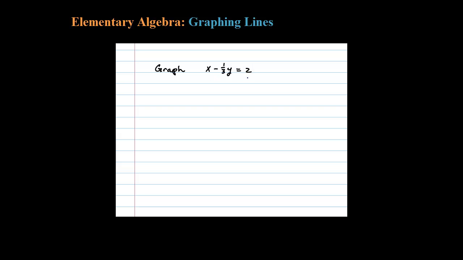Here we're asked to graph this linear equation. So the first thing I'm going to try to do is get it in slope-intercept form. Okay, so negative 1/3 y should equal negative x plus 2. To do that, we're just going to solve for y.